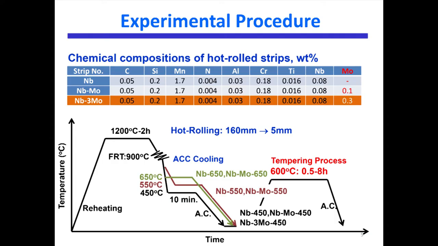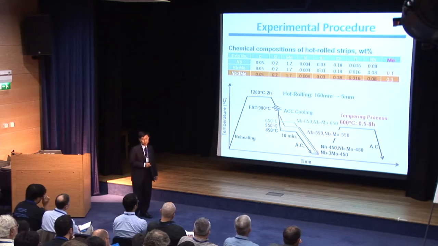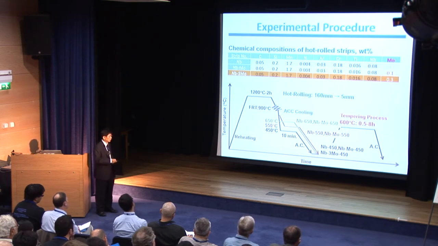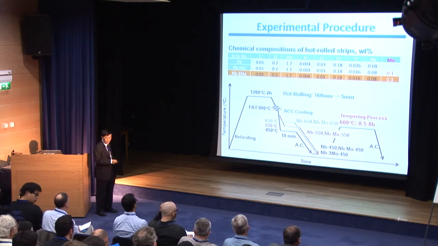So here, we have 7 strips at room temperature. I would like to emphasize this because we will look at the microstructure later on. Niobium 650, which comes from the isothermal transformation at 650 degrees C, and niobium moly 650. We also have niobium 550, niobium moly 550, niobium 450, niobium moly 450, and niobium 3 moly 450. We have 7 strips. These strips were reheated at 600 degrees C for different time intervals from 0.5 to 8 hours to investigate whether secondary hardening happened.